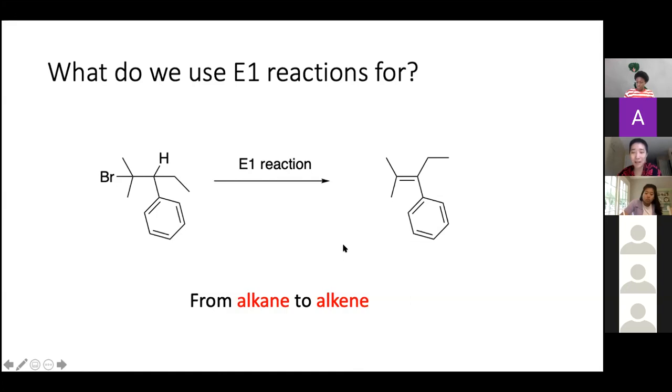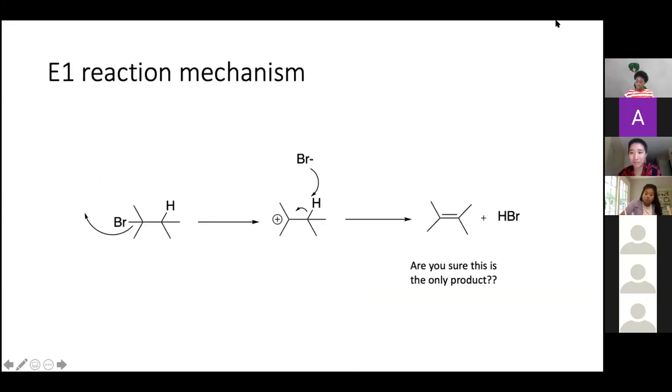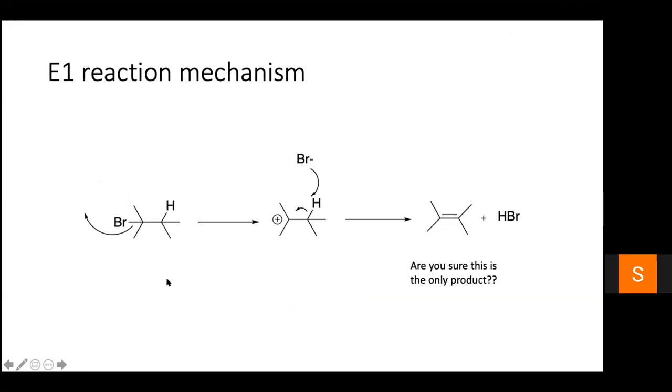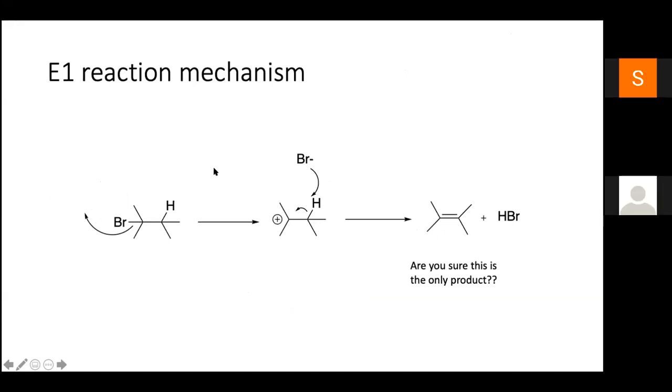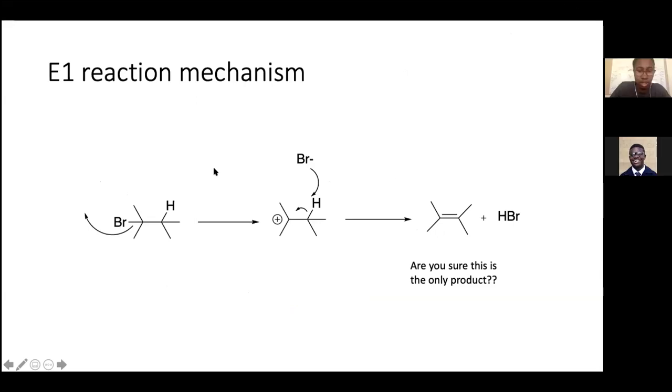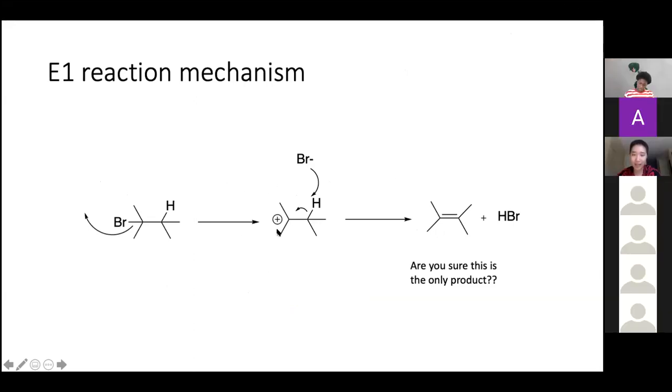So next thing we're going to talk about is the mechanism. We're going to cover a lot of things today, so I'm going a little bit fast. All right, so for an E1 reaction, sorry, somebody wanted to ask a question? No? All right, I'm going to keep going. For an E1 reaction, the first thing that happens is the departure of the leaving group. So the leaving group just decides to leave on its own, which generates a carbocation. And then the second step would be that leaving group comes back to grab a hydrogen. And then we form our double bond and an acid as a side product.